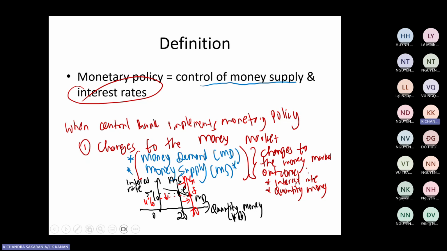Any question here? So this is an example of what? Expansionary monetary policy. The outcomes of expansionary monetary policy in the money market. So when we talk about the money market, very important, you must know the quantity of money and interest rate. So the monetary policy first will affect the money market. It affects the interest rate and the quantity of money in the country. Is it clear?